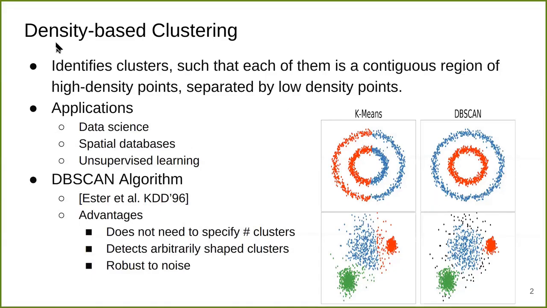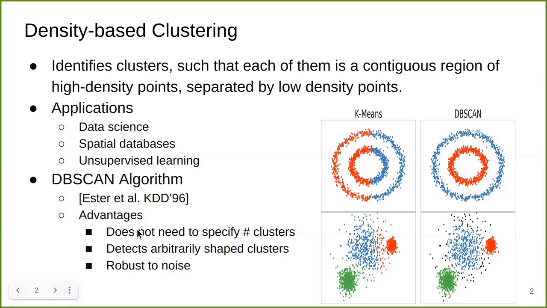In this talk, we'll focus on density-based clustering, where we identify clusters such that each of them is a contiguous region of high-density points separated by low-density ones. It has many different applications listed here. We focus on the most famous density-based clustering algorithm, which is DBSCAN. It was invented in 1996 by Ester et al.